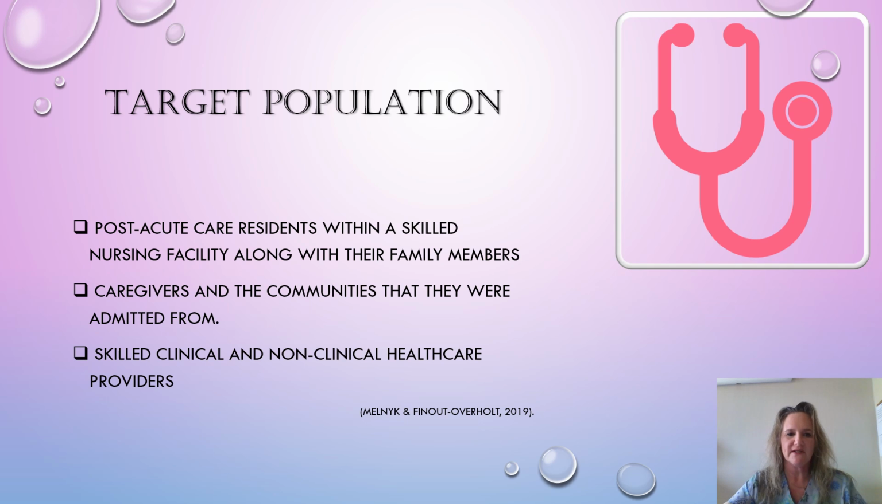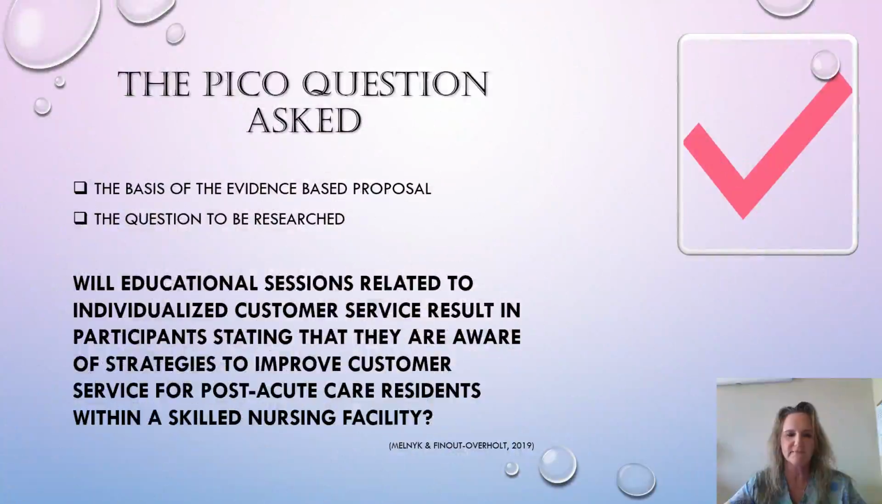So the target population that I'm discussing in my evidence-based implementation proposal is the post-acute care resident within my skilled nursing facility, along with their family members, caregivers, and the community that they were admitted from. My population is also the skilled clinical and non-clinical healthcare providers, which is pretty much everybody.